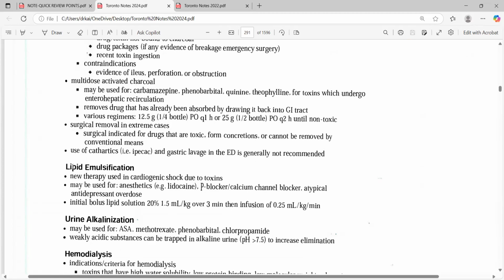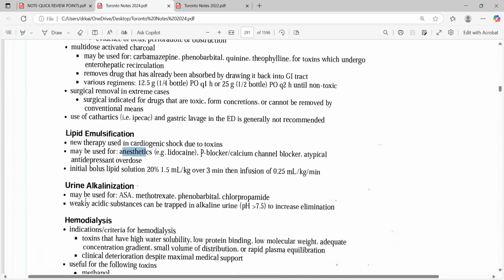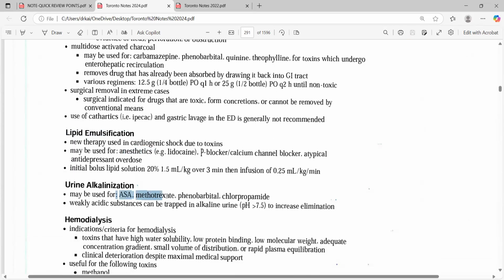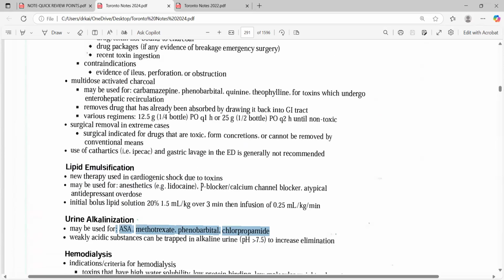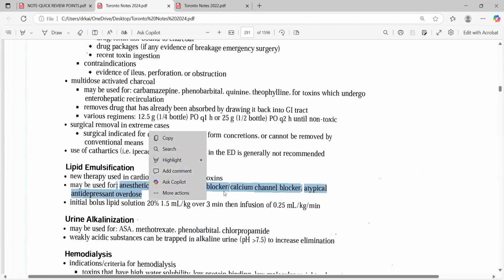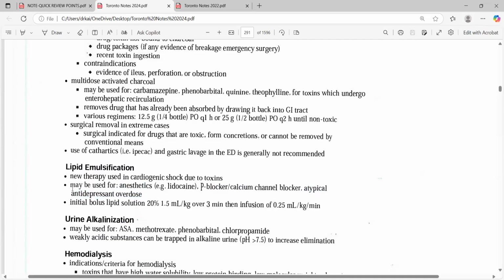In which cases are we going to do lipid emulsification? In patients who may have used anesthesia, beta blockers, calcium channel blockers, or any atypical antidepressant. In those cases, we do lipid emulsification. Then urine alkalinization may be used for which kind of drugs. The drugs are important: for which drugs we give what kind of treatment.